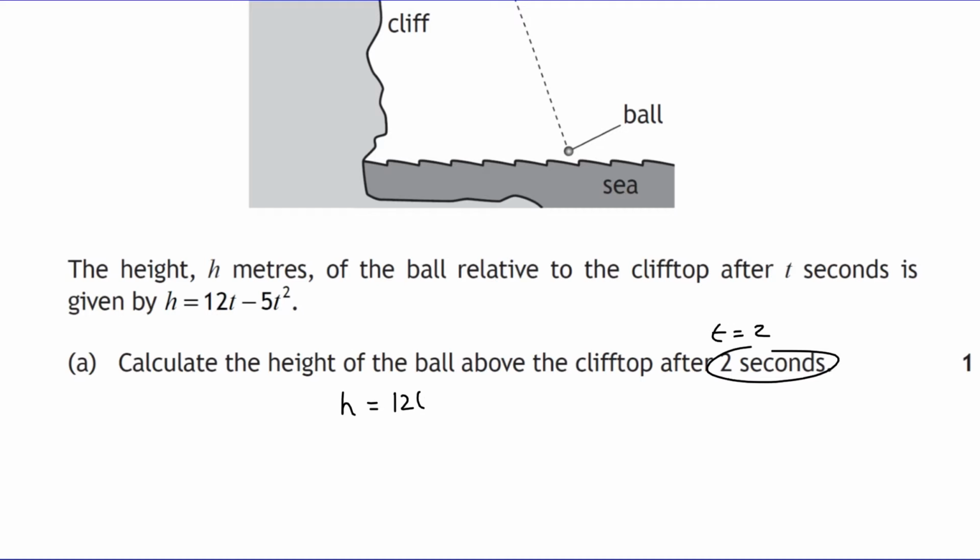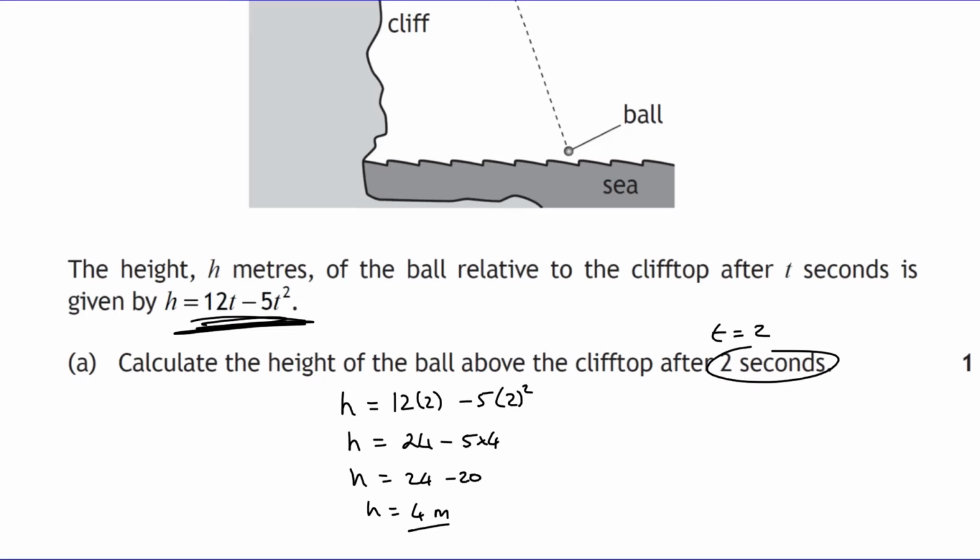So 12 times 2 minus 5 times 2 squared. This is using this equation here, but instead of writing the t's, we're writing the 2's. So 12 times 2 is 24. Remember, do the power first. Don't do 5 times 2. 2 squared first is 4, so 5 times 4. And we get 24 minus 20, so h would equal 4 meters. Was it meters? Yeah. Okay.